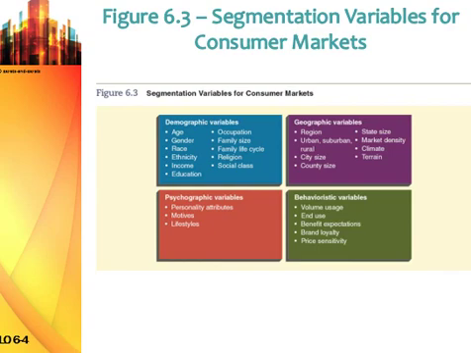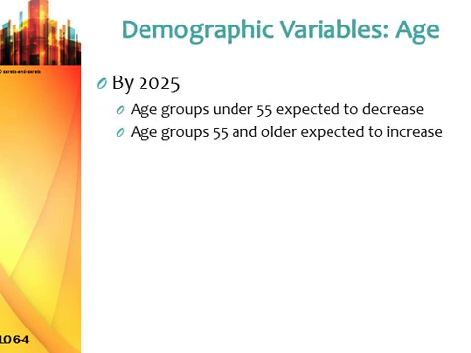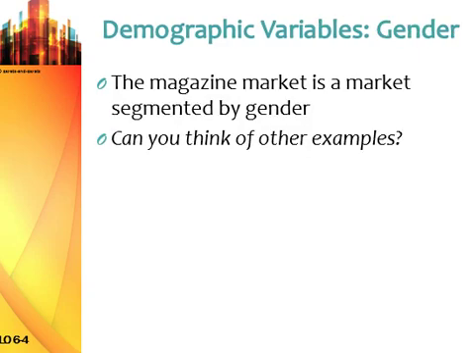Let's look at some important demographic variables. So by 2025, age groups under 55 are expected to decrease. Age groups 55 and older are expected to increase. Especially this is true for developed countries. The magazine market is a market segmented by gender. Can you think of other examples?